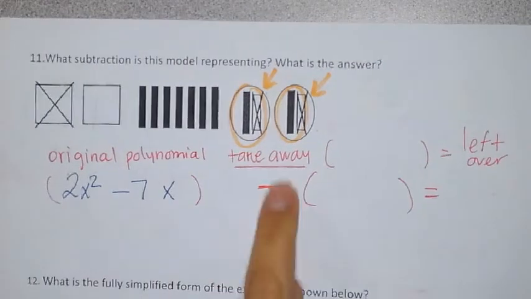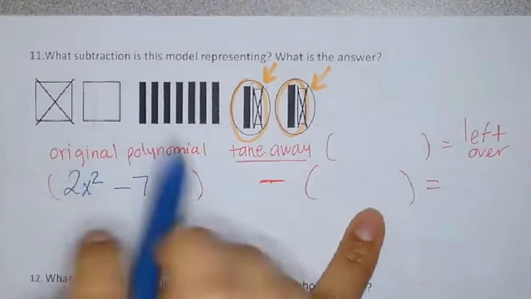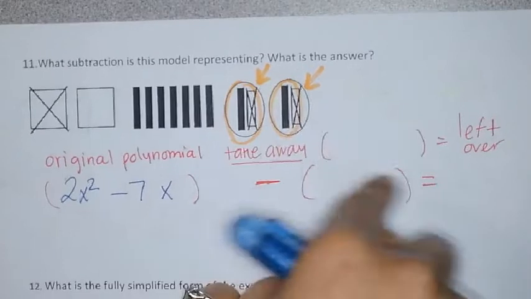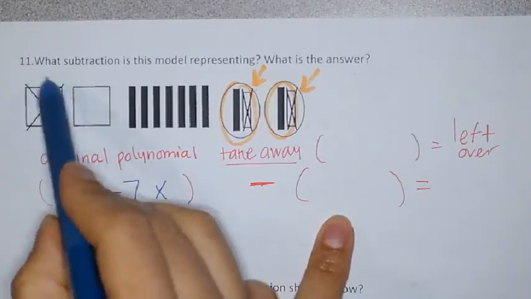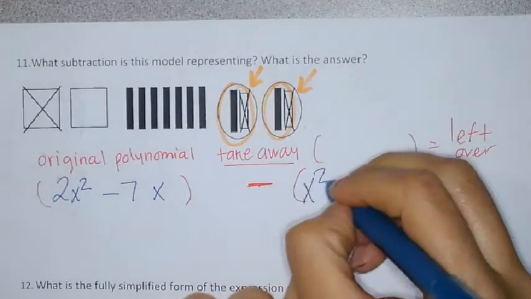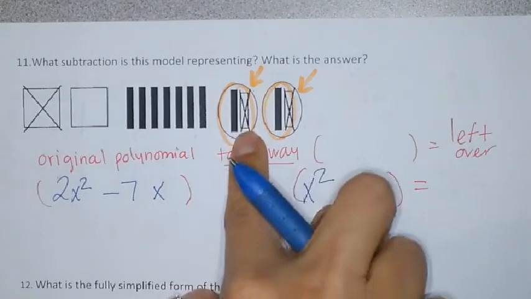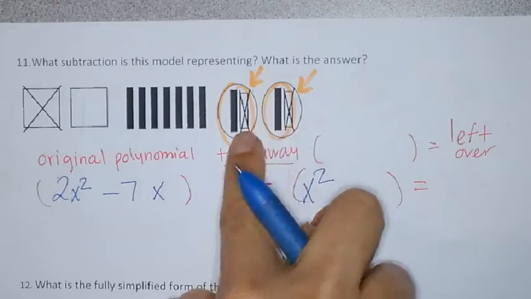Okay? Then I took away. So I'm going to look at the x'd ones, the ones that are x'd out. That's what I actually took away. So what did I take away? I took away an x squared. And I took away 2 of the positive x tiles.